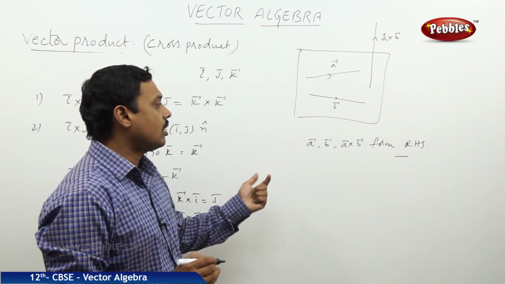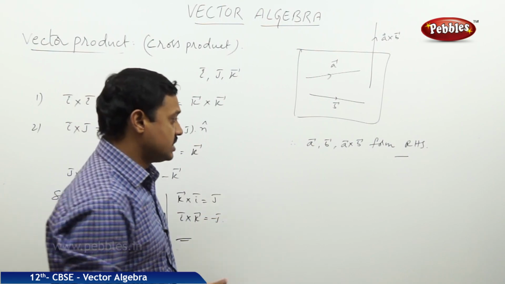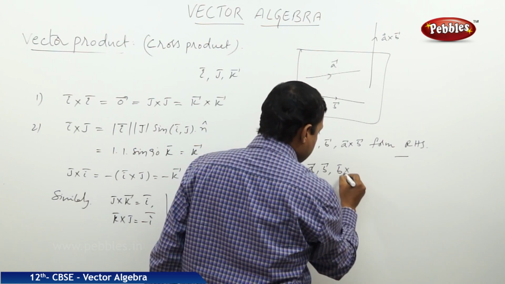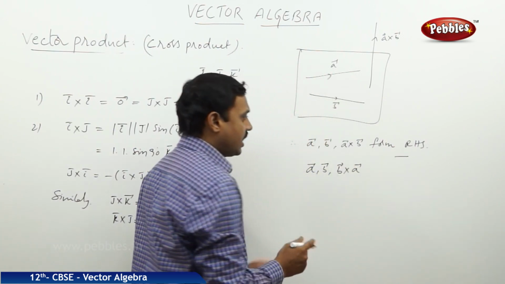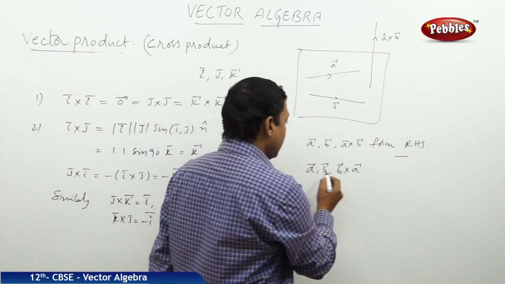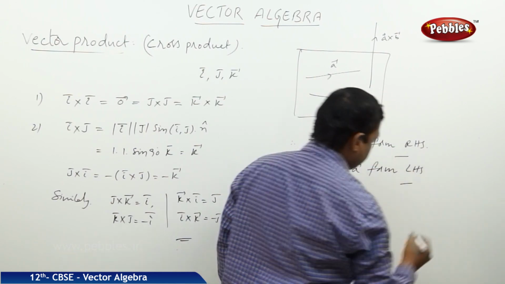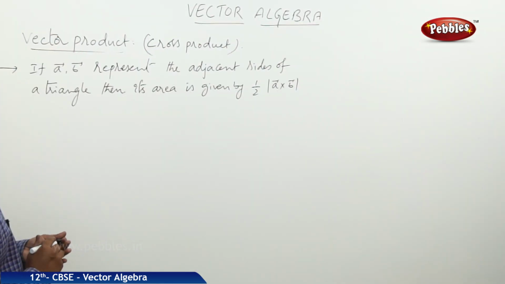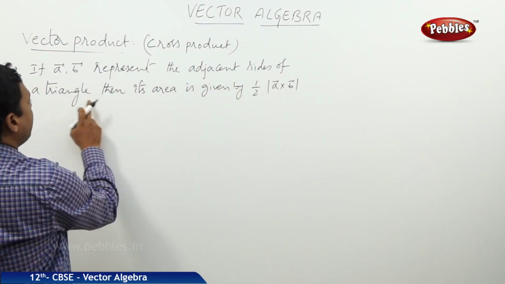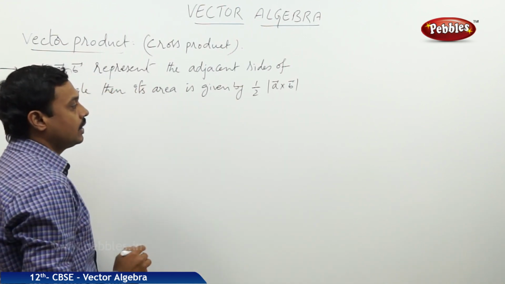If three vectors are not forming a right-handed system, obviously they are said to form a left-handed system. Simply a bar, b bar, b cross a. So a left-handed system is always the reverse in direction of a right-handed system, so that a, b, b cross a form a left-handed system. If a bar, b bar represent the adjacent sides of a triangle, then its area is given by half into modulus of a cross b.